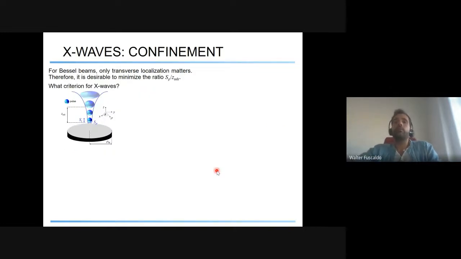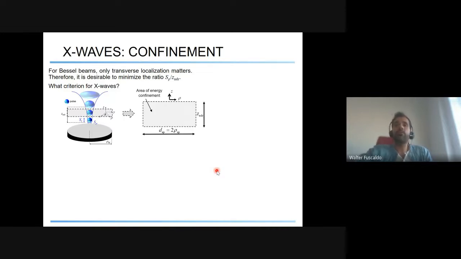At this point, it is interesting to define some metric of confinement for X-waves to understand how much they are confined along both the radial direction and the vertical direction. To this purpose, we define this metric.